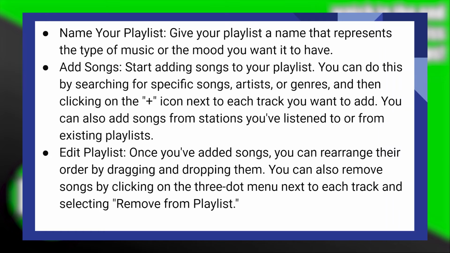You can also add songs from stations you have listened to or from existing playlists. Once you've added songs, you can rearrange their order by dragging and dropping them. You can also remove songs by clicking on the three-dot menu next to each track and selecting Remove from Playlist.